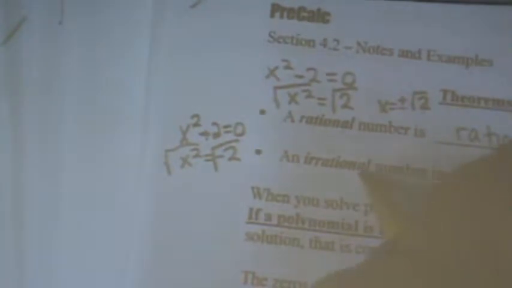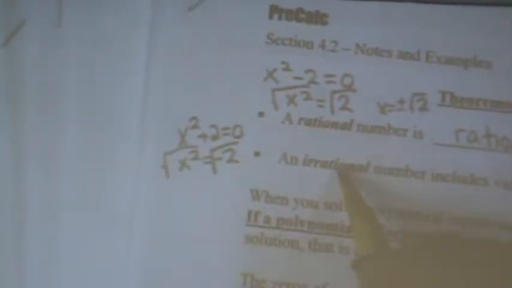What about if I gave you x squared plus 2 equals 0, and you solved it by subtracting 2? What kind of zeros are these? Square root of -2. Imaginary. So these are not rational, they're not irrational, they're imaginary. So we're not talking about the imaginary zeros, not yet. We're looking for these two kinds of zeros. These are real zeros, rational and irrational.